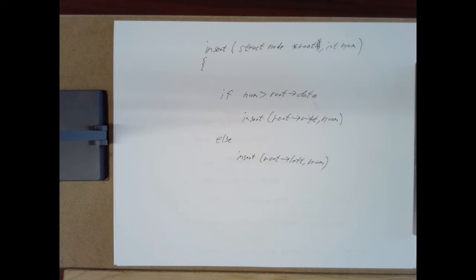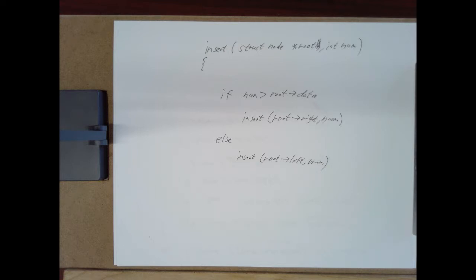So think about edge cases. What happens if root is null? Well, we're going to segfault right away when we try to do root arrow data. So what should insert do if we pass it an empty tree and we say insert a 10 into this empty tree? What should happen? Build a new node and have that be the new root. So we need to change the root of the tree if the tree is originally empty.